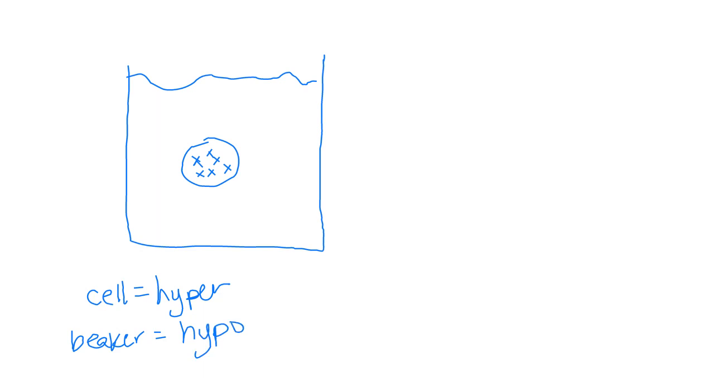Okay, so in this instance, the cell is hypertonic. The beaker is hypotonic. Now that you know that, what direction is the water going to move? Where will the water go? Is it going to go into the cell or is it going to go out of the cell? Assuming that those little X's, whatever that solute is, can't move, where is the water going to move? Osmosis is going to take place. Which direction is it going to go in? So pause it, think about it, and then come back.